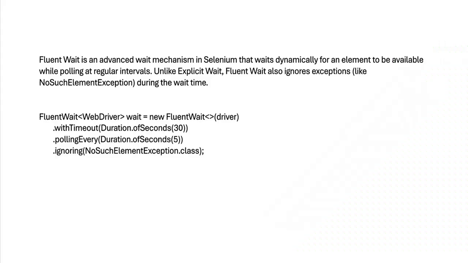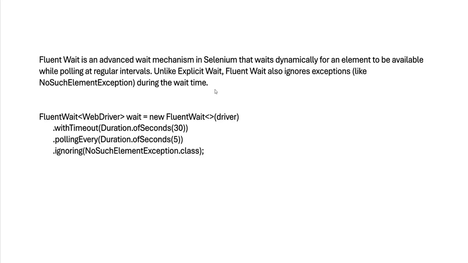Let's get started. Fluent Wait is an advanced wait mechanism in Selenium that waits dynamically for an element to be available. It is a type of explicit wait, but it is a quite complicated version. It is not that easy because the syntax looks quite complicated. This is the syntax of the Fluent Wait. It also mentions something called polling at regular intervals. Like the explicit wait, Fluent Wait also ignores exceptions like NoSuchElementException during the wait time.